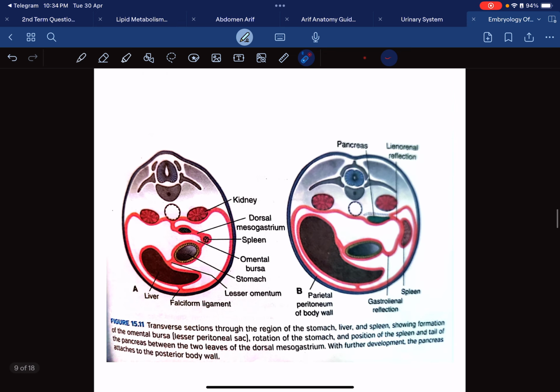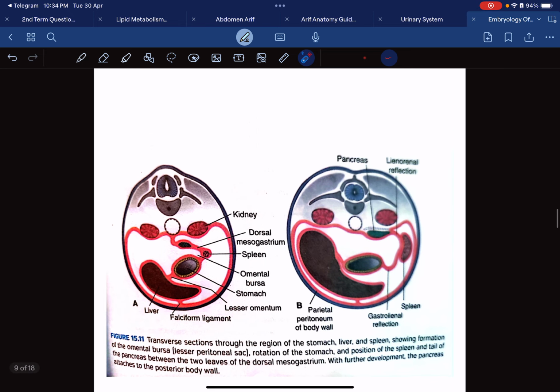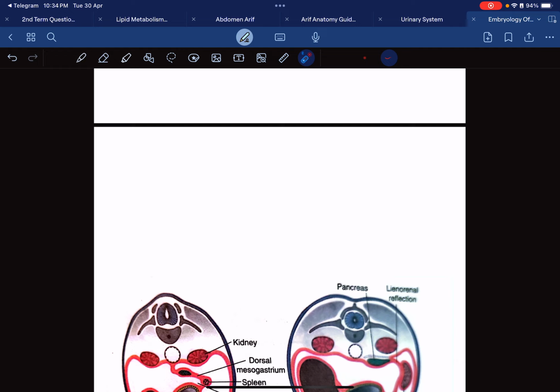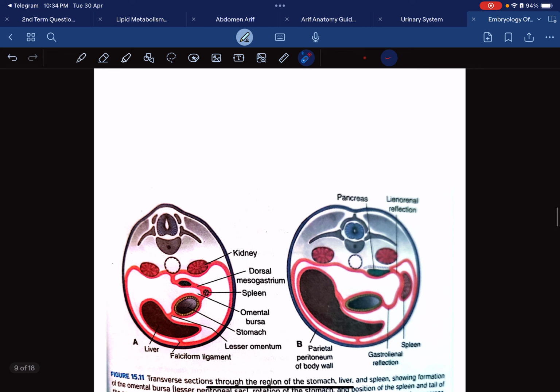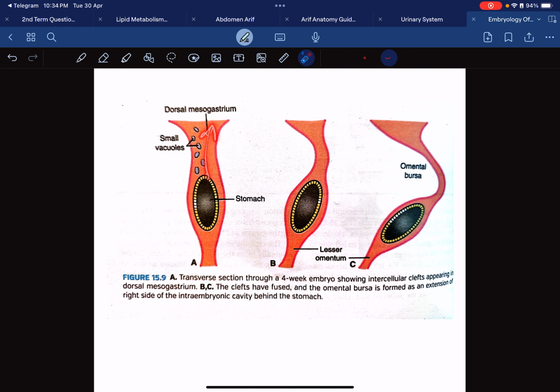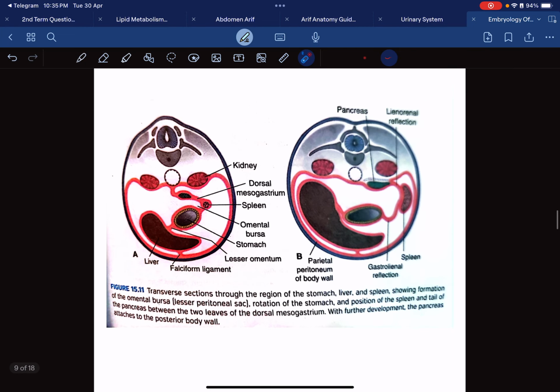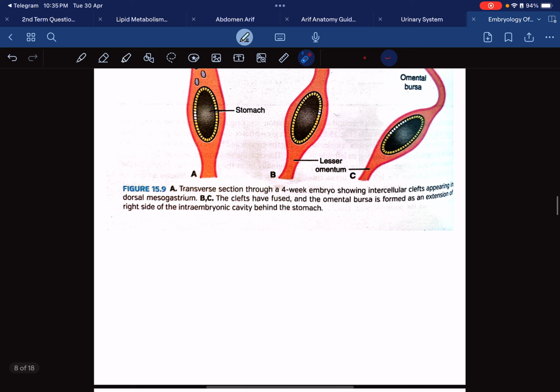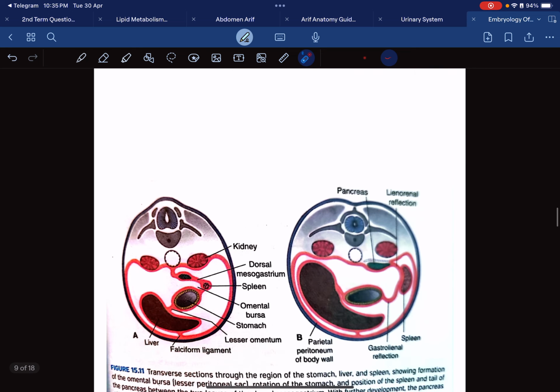Now, if we look at this diagram, we'll see that during the rotation of the GIT, the stomach is attached to the posterior body wall by the dorsal mesogastrium and the ventral body wall by the ventral mesogastrium. Now, due to the rotation and disproportionate growth of the stomach, the position of the dorsal and ventral mesogastrium is altered. This goes through a rotation. Now, rotation along the longitudinal axis pulls the dorsal mesogastrium to the left.